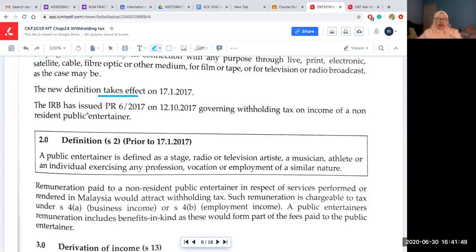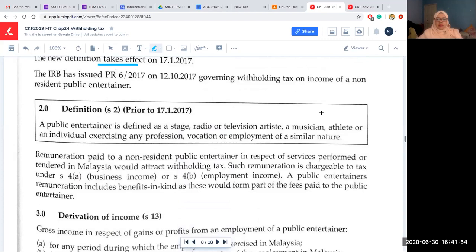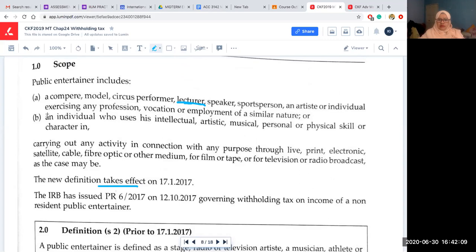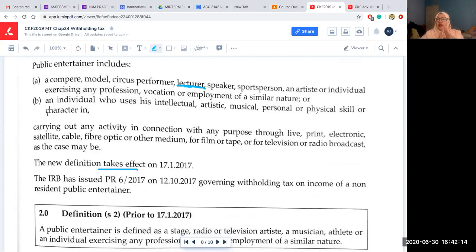Okay, the RFB issued rules to govern withholding tax on income of a non-resident person. Previously, before 2017, remember, public entertainer was stage, radio, TV, artist, musician, athlete, individual exercising a profession or occasion. Lecturer was not there. But now, look at the definition, A and B. Before, maybe B only. Now, A and B. So it means they are widening the definition.